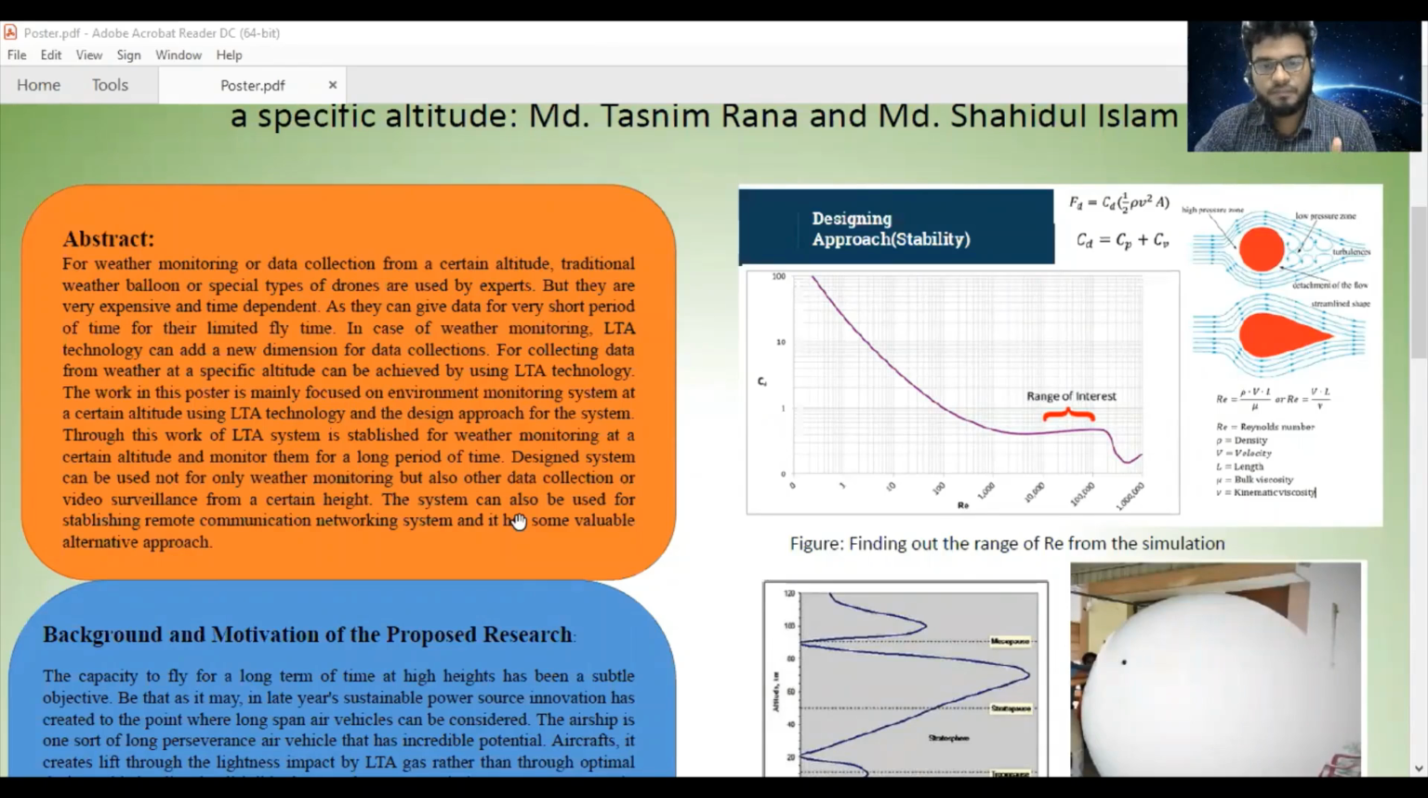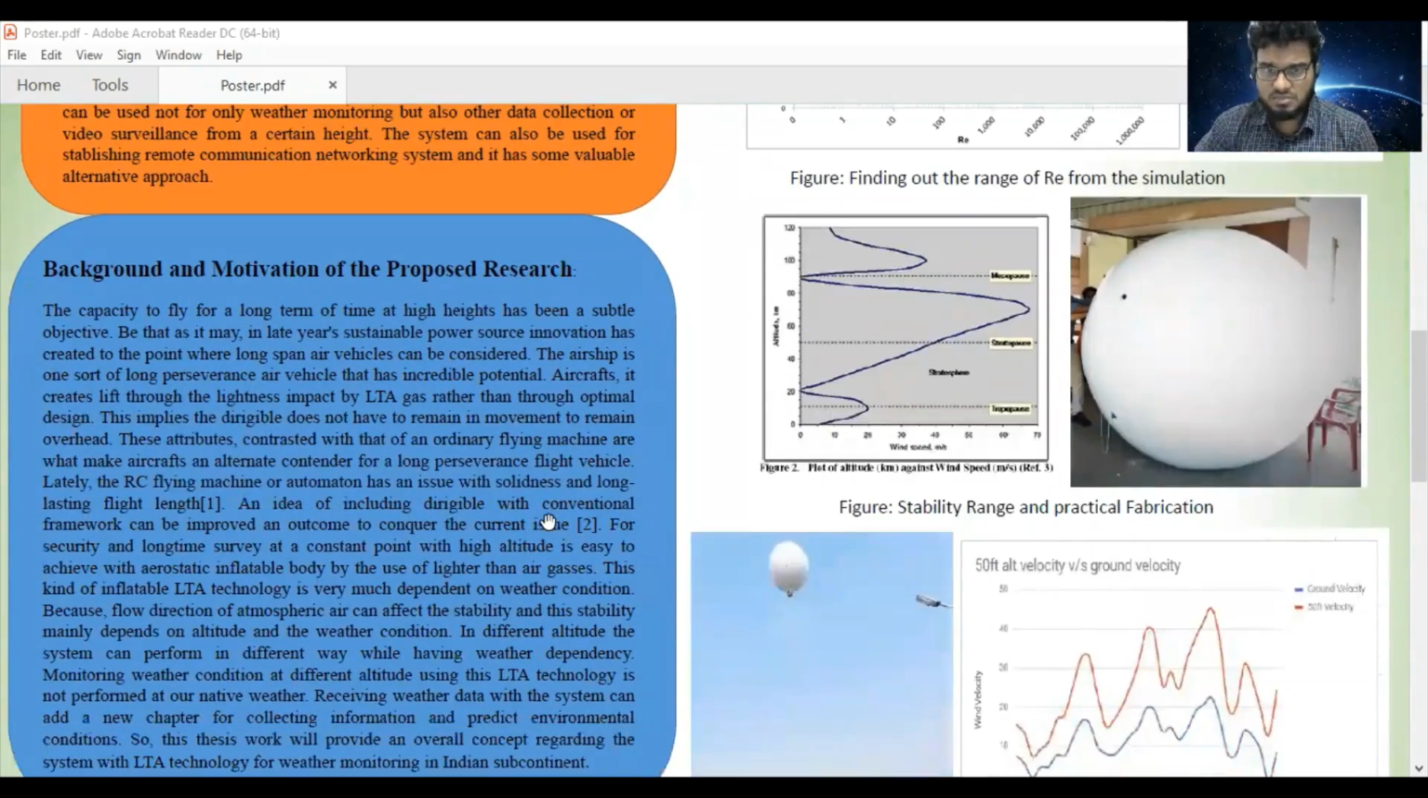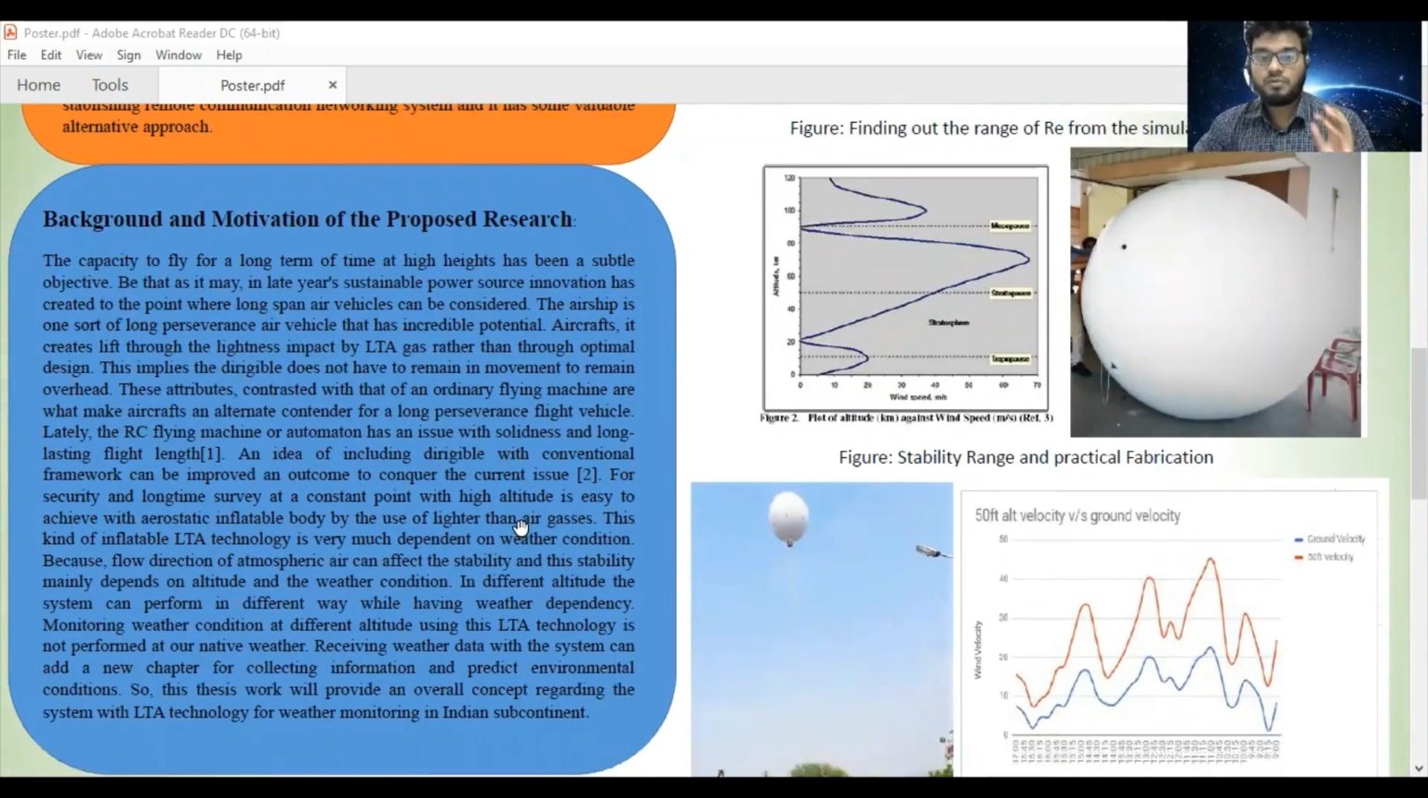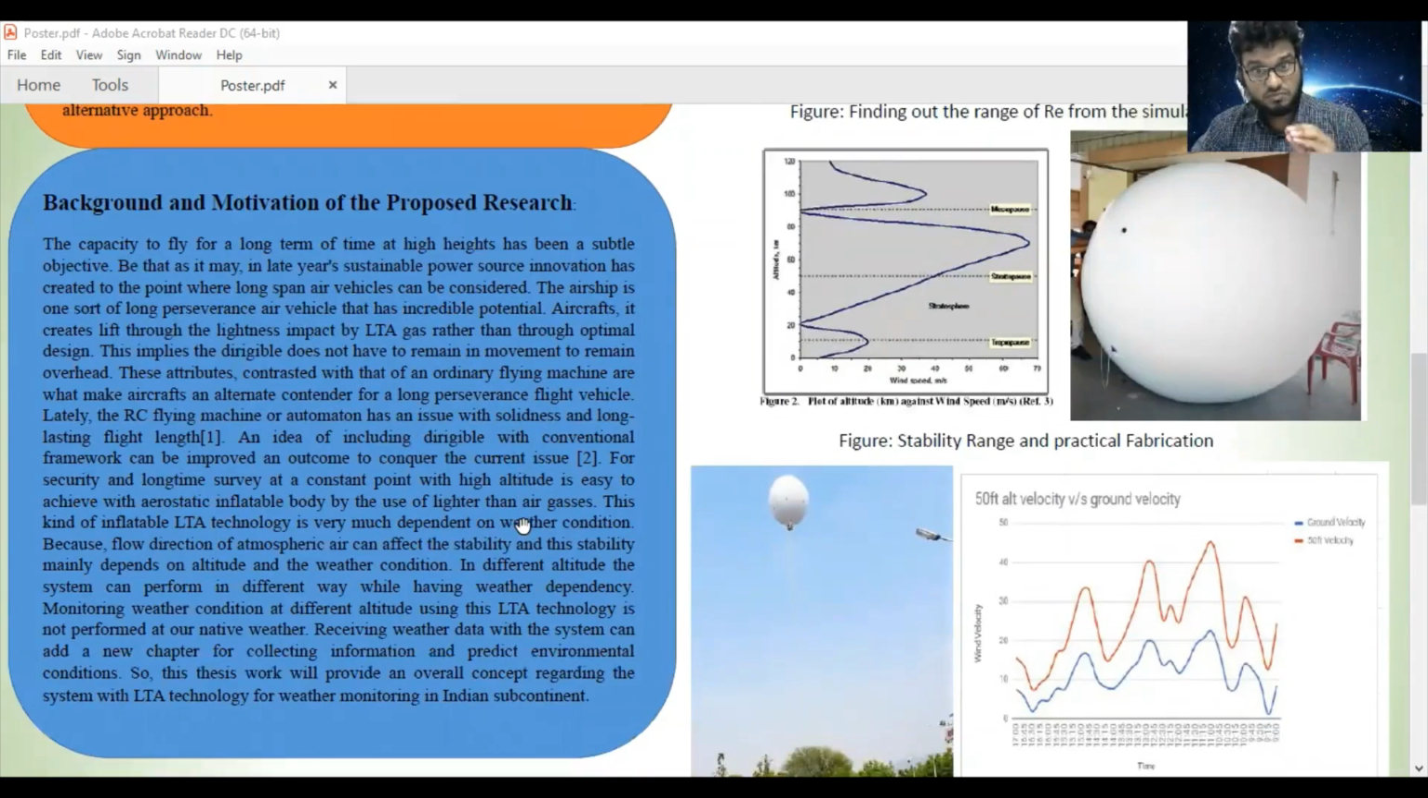LTA means lighter than air, where the gas is lighter than air and has the capacity to float and create buoyancy forces. Using the buoyancy forces, we can hold the system in the air, and with that we can collect the data. The motivation of this work is that there is a lot of scope and necessity of collecting data at a certain altitude for a long period of time. But for that we use drones, aeroplanes, and other costly ways to collect the data. If we can use the LTA system as an aerostat, then we can have a lower cost for such data collection from a certain altitude.